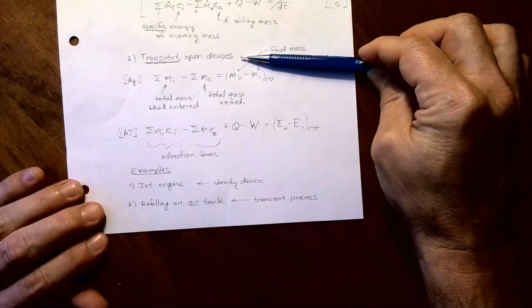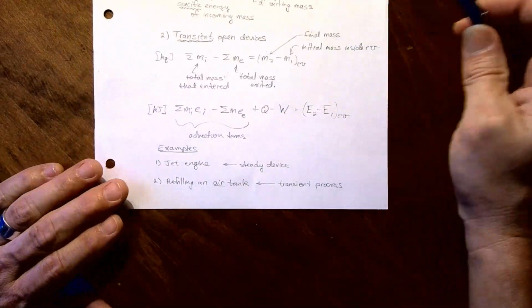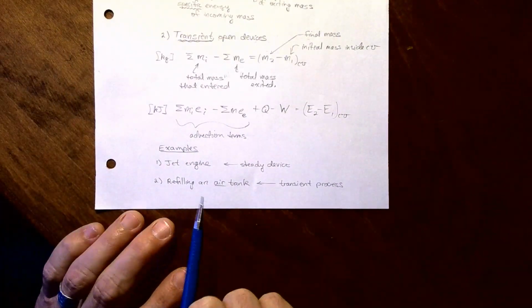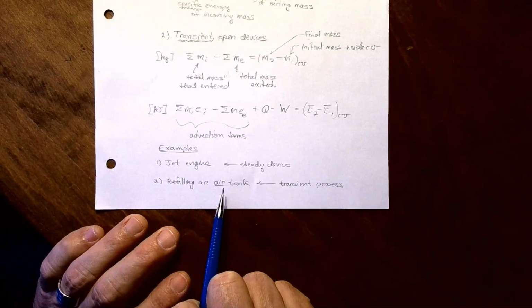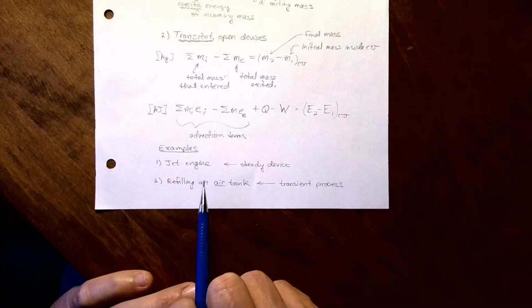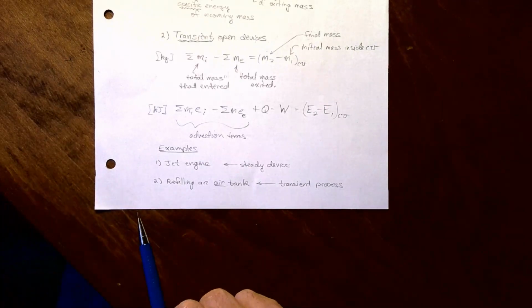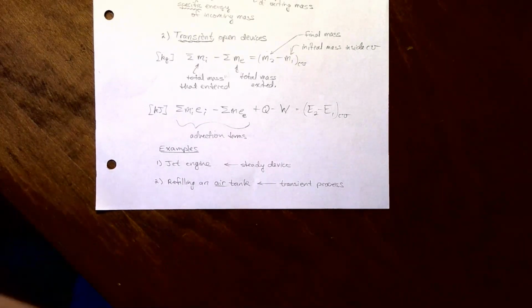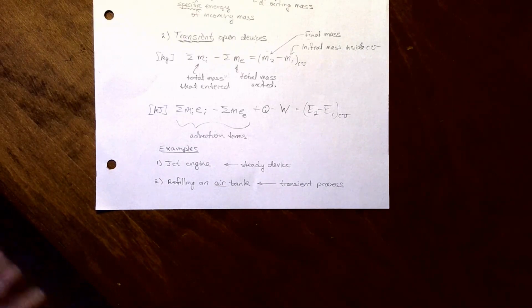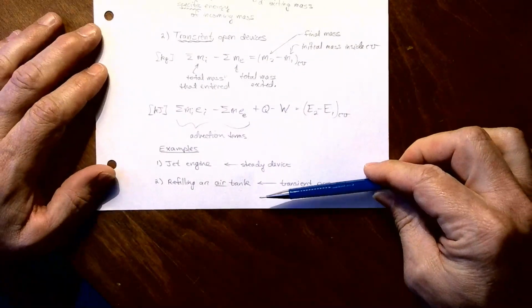For transient devices, let me go ahead and give you an example of a transient device: filling an air tank. You had a tank that doesn't have much air in it, and now you connect that to a compressor. You can push much more air into that tank. So there's an initial state with some amount of air and a final state with more air in the tank. So the amount of mass in the tank is changing with time. Therefore, it's a transient problem, not a steady state problem. So that would be how we identify a transient problem. Just ask yourself, does any extensive property change with time? And if it does, it's a transient.